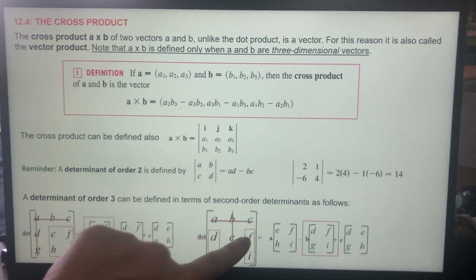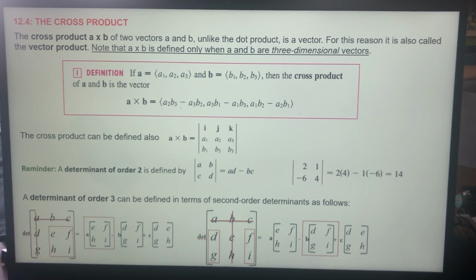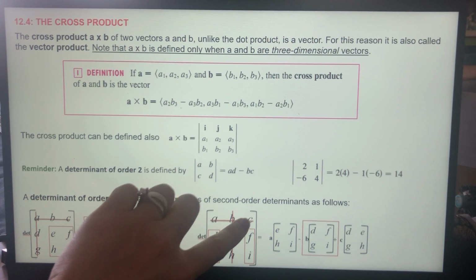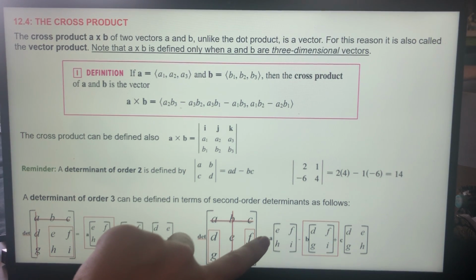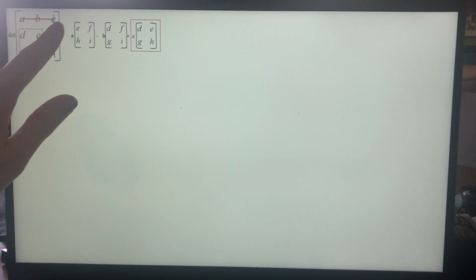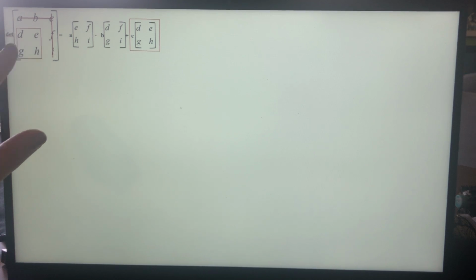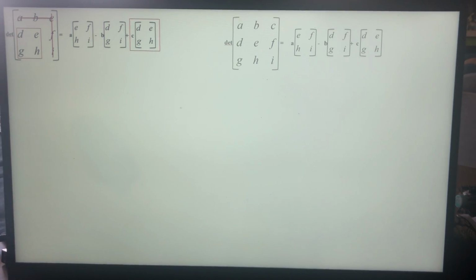The remaining D, F, G, I comes next. After that, the last one, plus c times the remaining D, E, G, H after closing c's row and column. So the signs are plus, minus, plus. Don't forget that. Then just calculate. This is the same as the cross product multiplication. Either you memorize and apply the formula, or you find it with the 3 by 3 matrices.